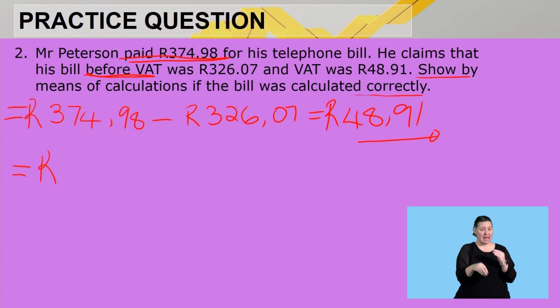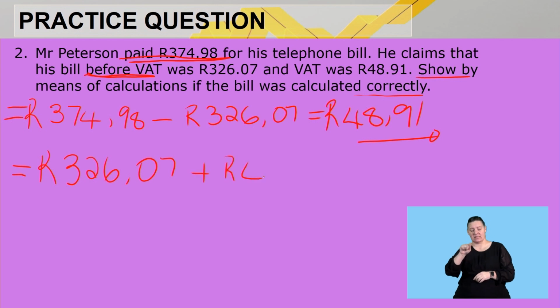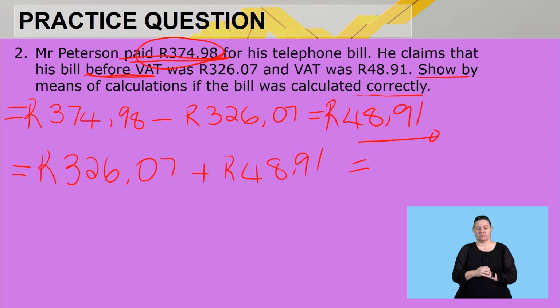So before VAT was added, Mr. Peterson claimed that he was supposed to pay 326.07 plus 48 Rand 91. If we add these two values, they must give us 374.98. So now let us see, 326.07 plus 48.91.